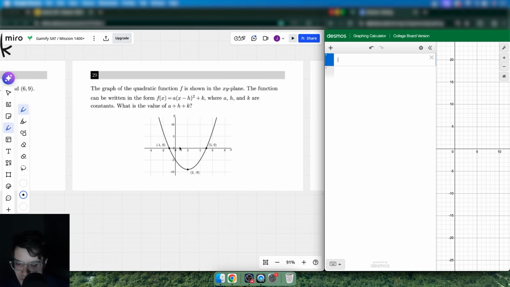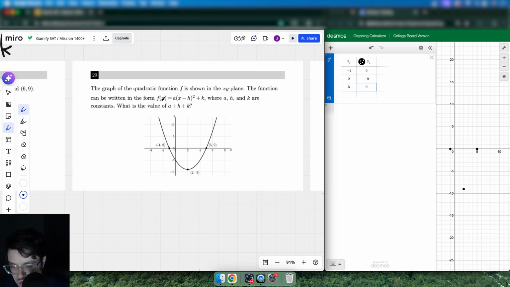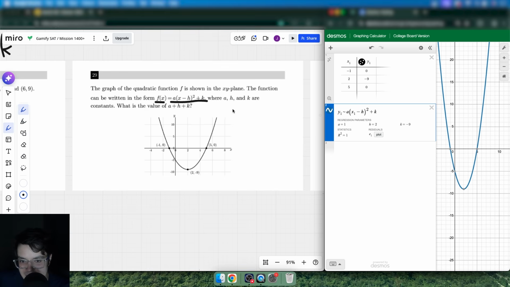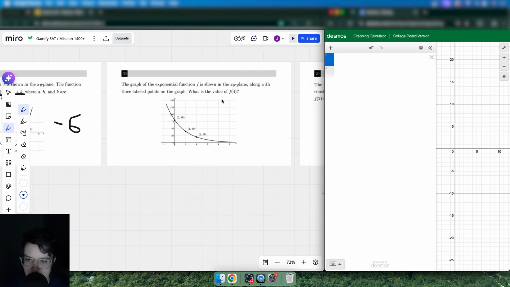Okay, so we get given these different points here already in a graph. Sometimes you can see a problem like this. Let me go ahead and start by putting those in. And it says here, it is written in this form, basically the vertex form exactly. So something like this again, it says, what is a plus h plus k? We could just say a plus h plus k, and that'd be -6. So that's the answer. Pause the video for this again.